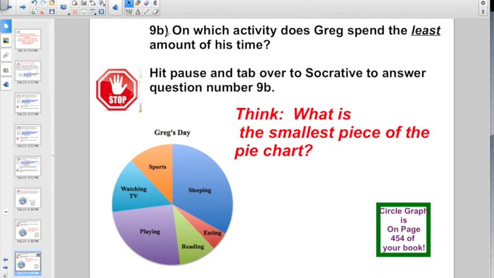On to question 9B. On which activity does Greg spend the least amount of his time? You want to think, what's the smallest part of the pie chart? Hit pause, tab over to Socrative to answer question 9B.